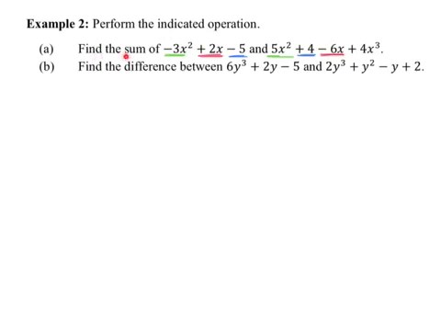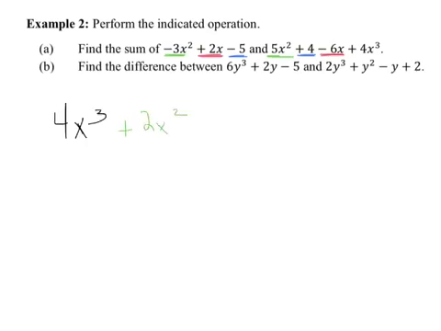So we're adding these, finding the sum. Let's start with our 4x cubed and just write that first. After that, we'll go to our x squared terms. We're going to have negative 3x squared and a positive 5x squared. Negative 3 and a positive 5 is a positive 2x squared.